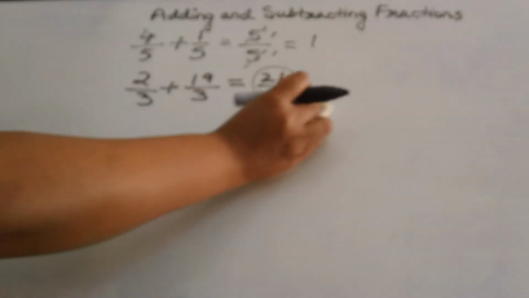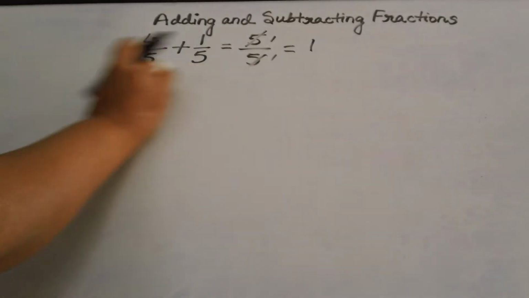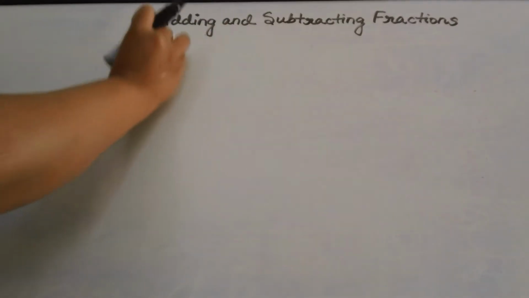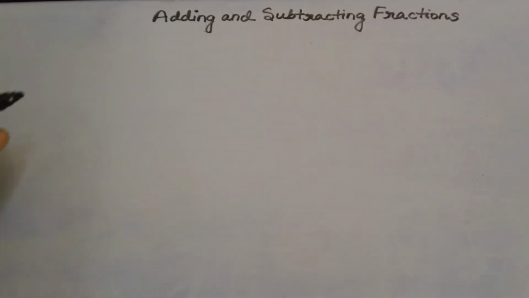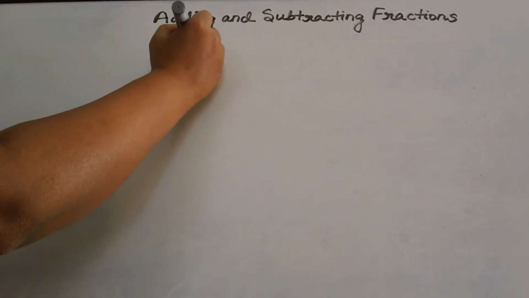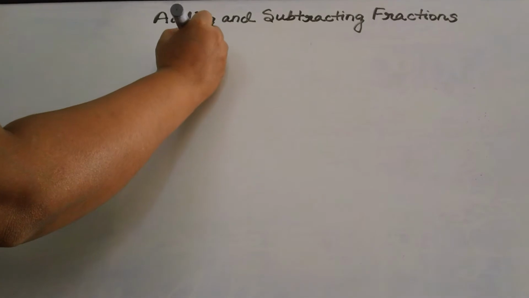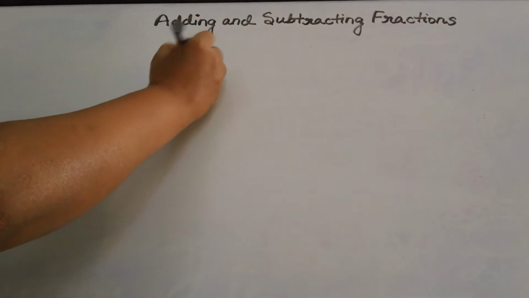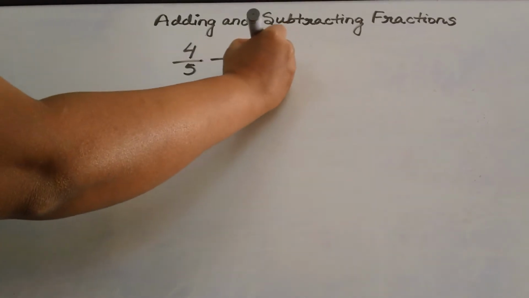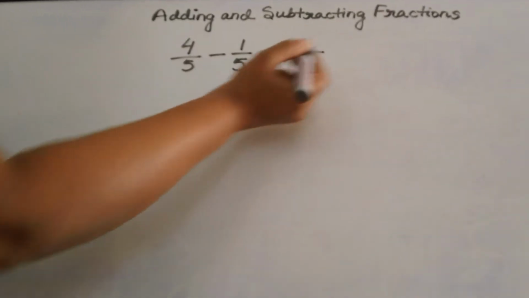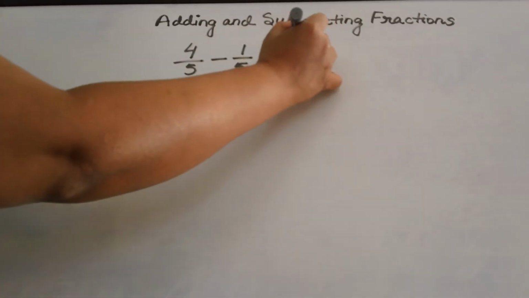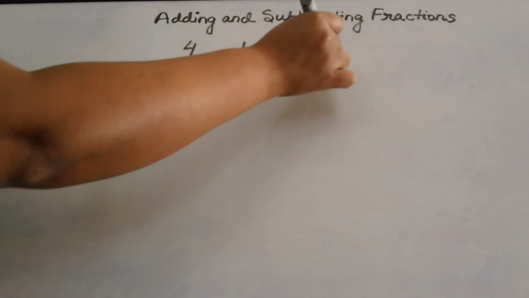In the same way, if we want to subtract fractions where denominators are the same, again it is a very simple way. For example, take the same example, 4 by 5 subtract 1 by 5, we leave the denominators and just subtract the numerators. So 4 take away 1 leaves 3, so that's our answer, 3 by 5.